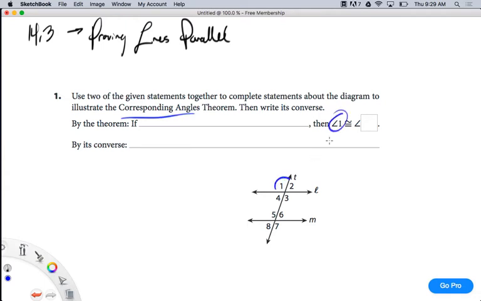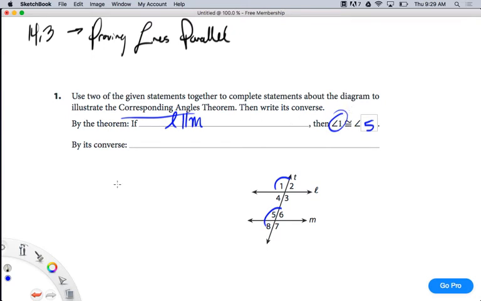So, Tori, what is a corresponding angle to angle 1? Angle 5. Good. So I know I fill in this blank with angle 5. And what fills in this blank? The corresponding angles theorem. If what, then the angles are congruent, Carolina? If lines L and M are parallel. Right, good. So if line L is parallel to line M, then angle 1 is congruent to angle 5.